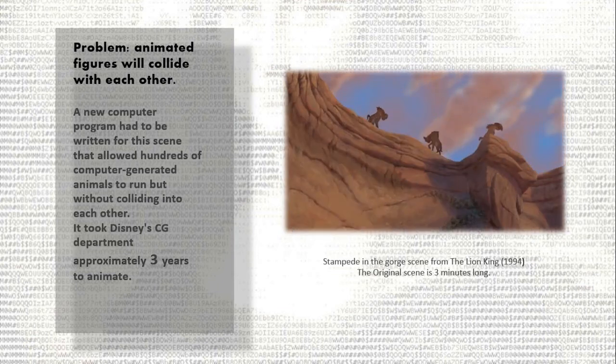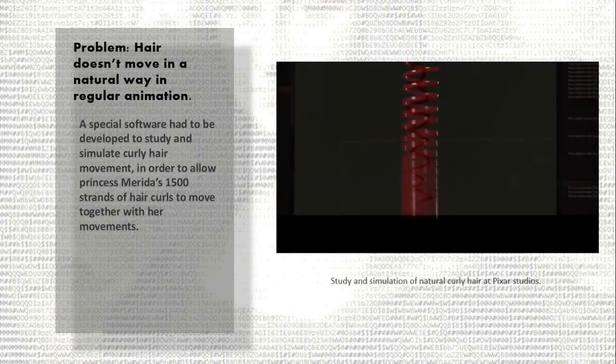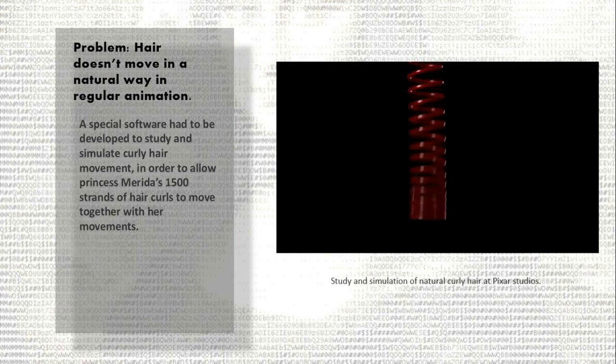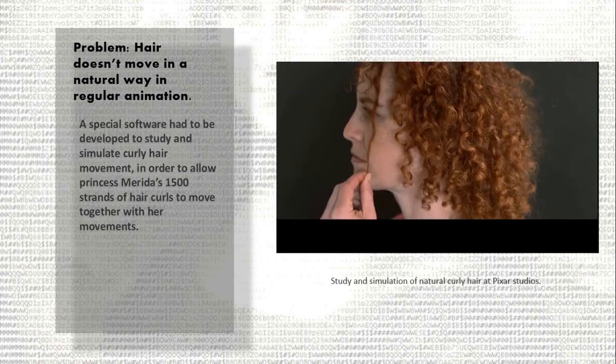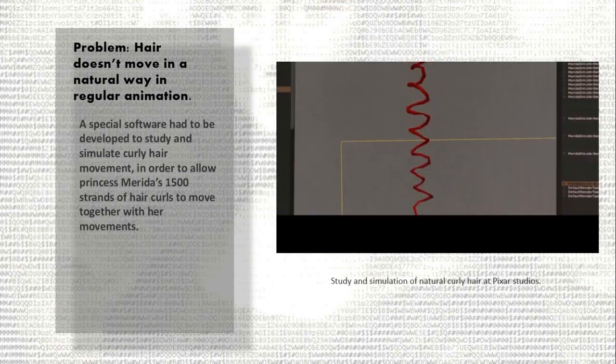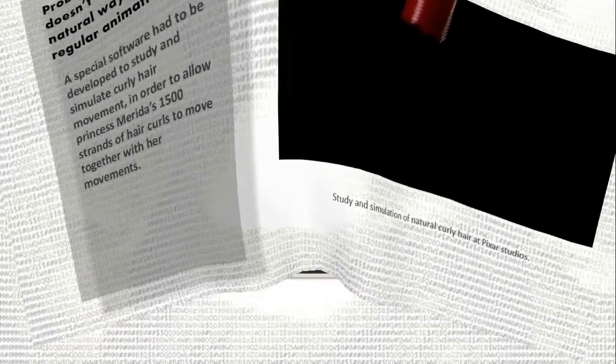A more recent example is seen in the 2012 movie Brave. In that movie, the character called Princess Merida had curly hair that Pixar wanted to look as natural as possible. At the time, the hair of 3D characters used to move as one piece with the head and did not look natural. Two additional software programs were specifically developed for this movie by Pixar in a span of 3 years. One of them allowed simulation of Merida's 1,500 strands of hair curls to move together with her movements. You can see in this video how she's moving freely and that her hair is moving very naturally with her movements.